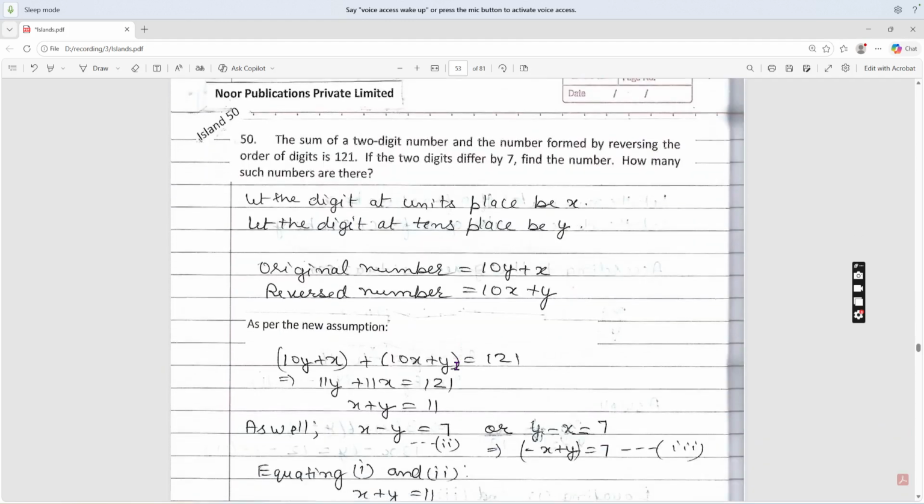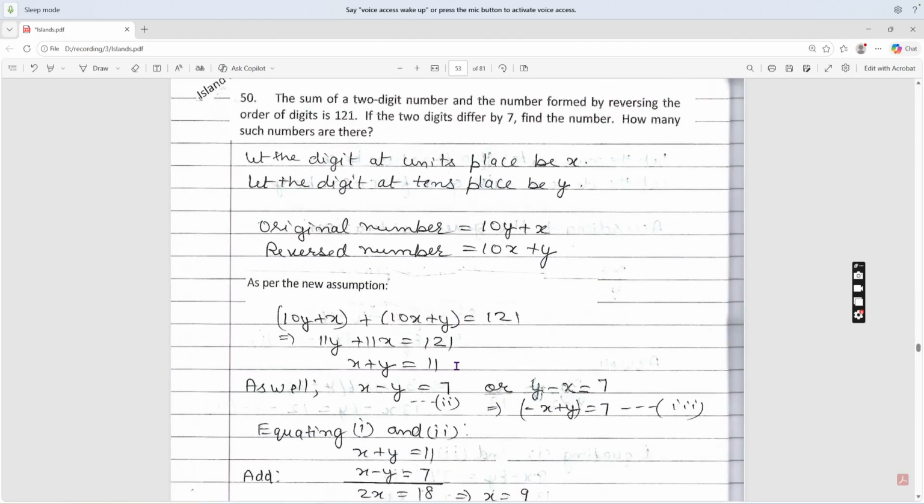Done. Okay. The sum of a two-digit number and the number formed by reversing the order of digits is 121. Again, it is the same question. We have done it so many times. Just the digits are different. Let the unit place be x. Let the digit at tens place be y.